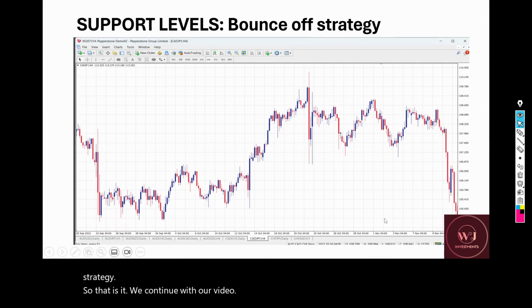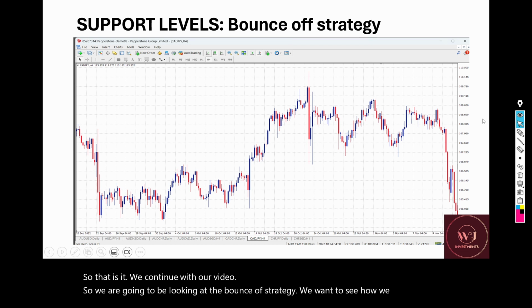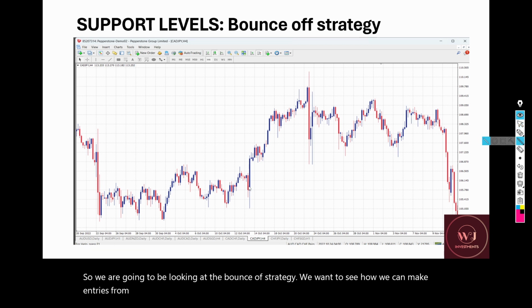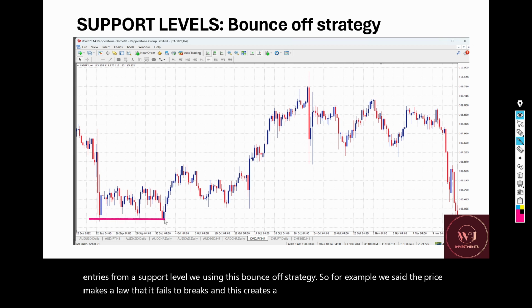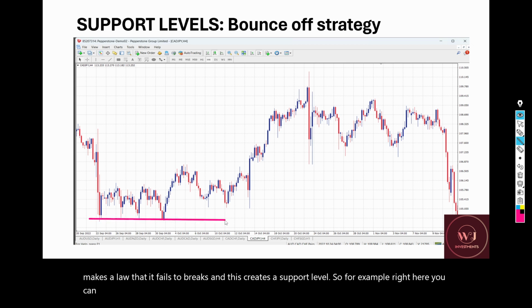So we are going to be looking at the bounce off strategy. We want to see how we can make entries from a support level using this bounce off strategy. For example, we said the price makes a low that it fails to break, and this creates a support level. So for example, right here, you can see that this is a clear support level.